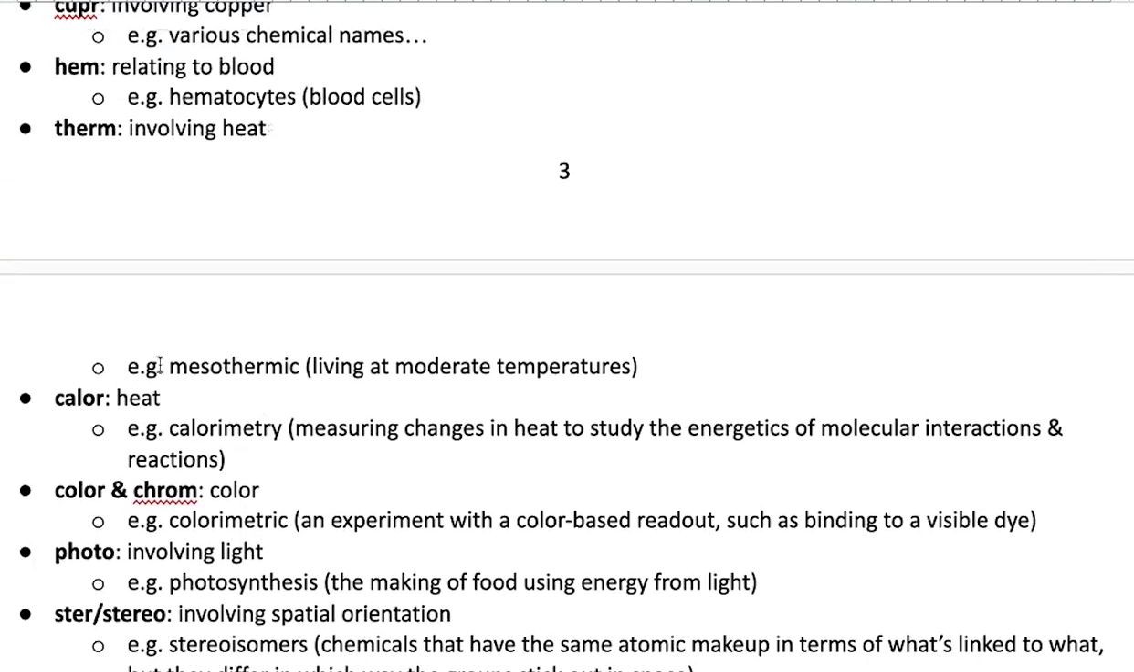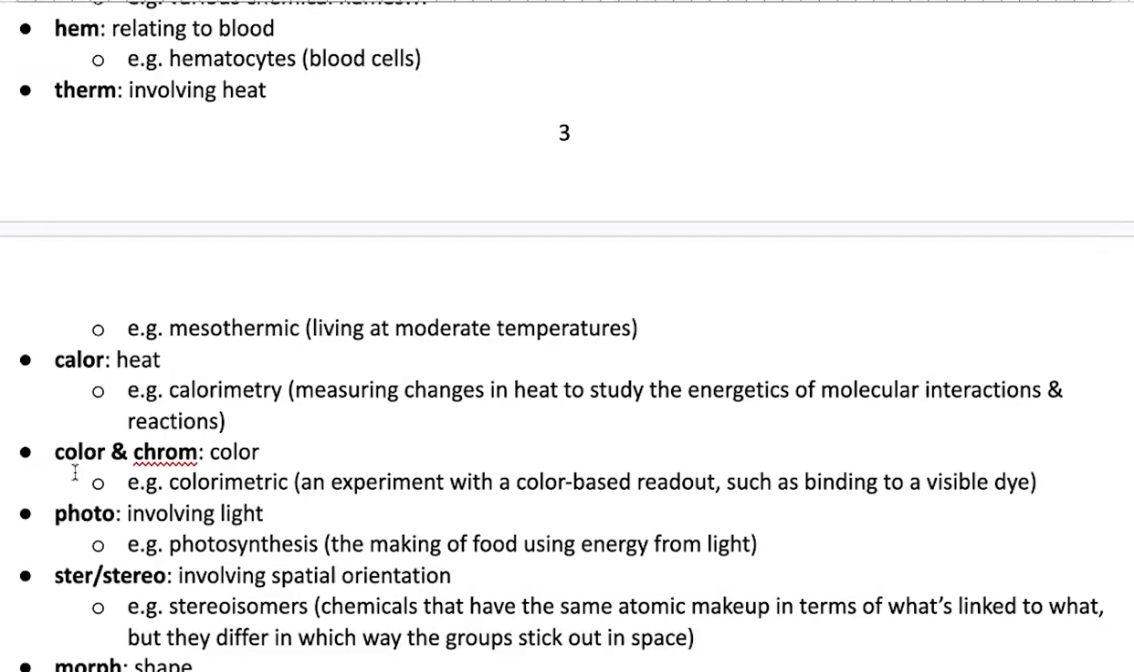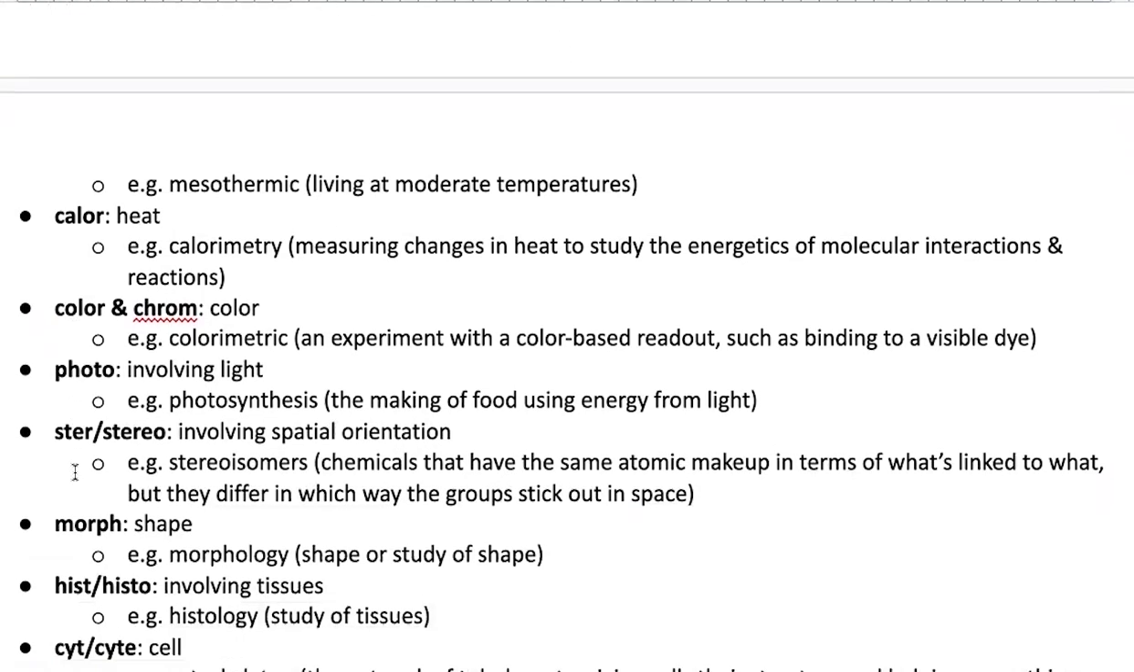Another word that involves heat is calor. So calorimetry is where you measure changes in heat to study the energetics of molecular interactions and reactions. So therm and calor both tell you that something involves heat.